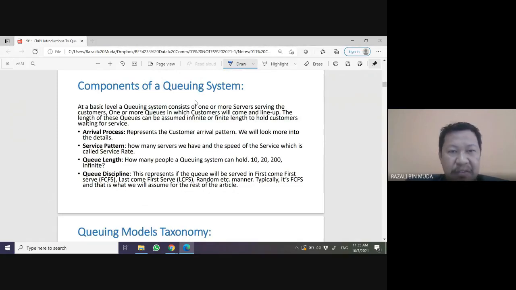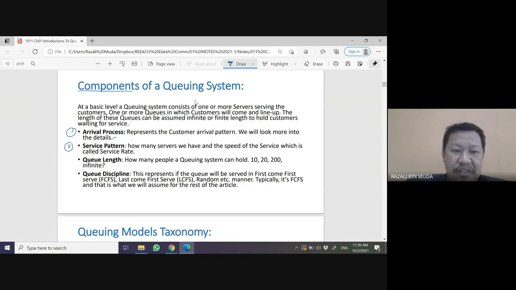At the basic level, a queuing system consists of one or more servers serving the customers, and one or more queues in which customers will come and line up. The length of these queues can be assumed infinite or finite to hold customers waiting for service. So there are four major components of the queuing system. First is the arrival process, which represents the customer arrival pattern. We will look at details later.